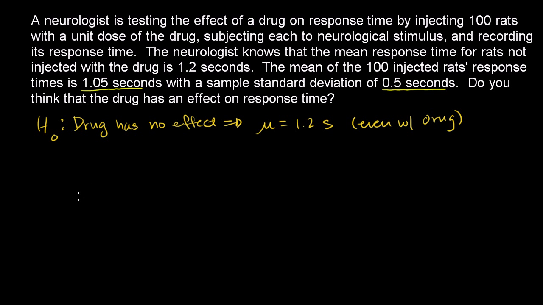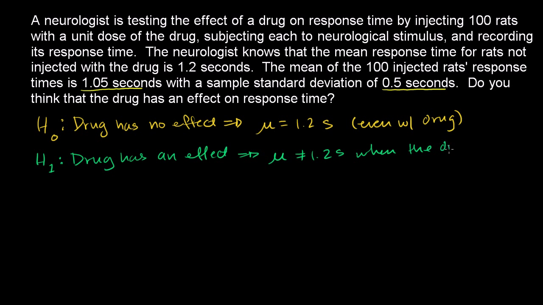Now, what you want is an alternative hypothesis. The hypothesis is, no, I think the drug actually does do something. So the alternative hypothesis is that the drug has an effect. Or another way to think about it is that the mean does not equal 1.2 seconds when the drug is given. So how do we think about this? How do we know whether we should accept the alternative hypothesis, or whether we should just default to the null hypothesis because the data isn't convincing?